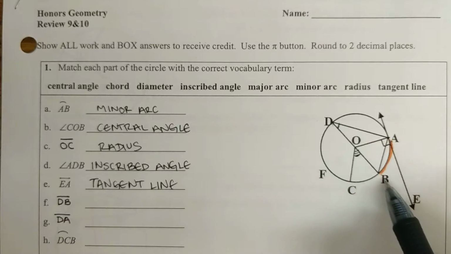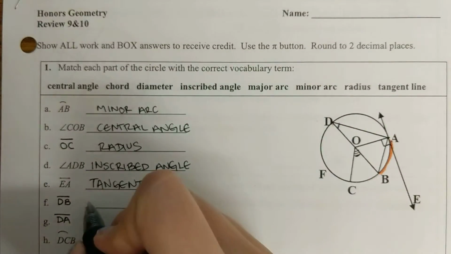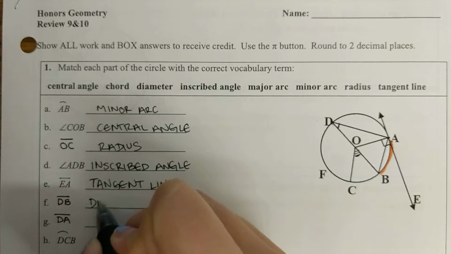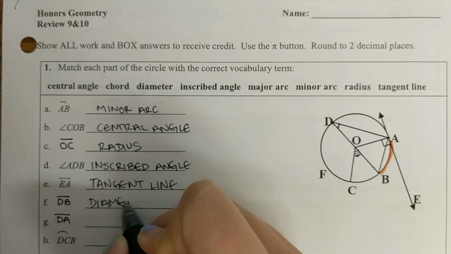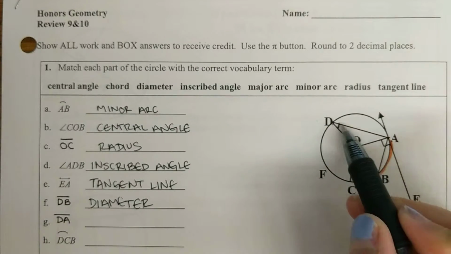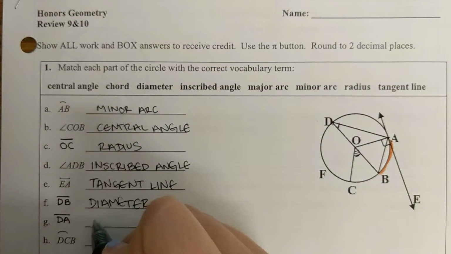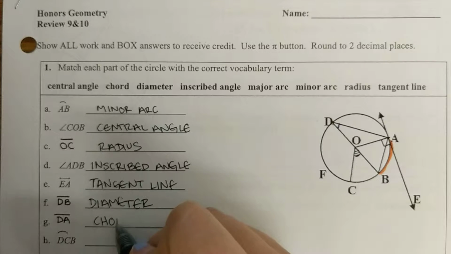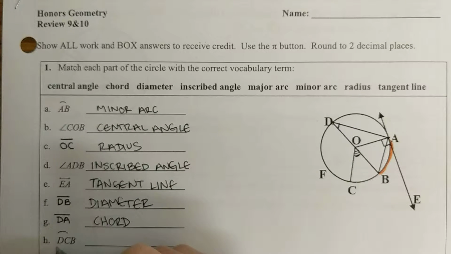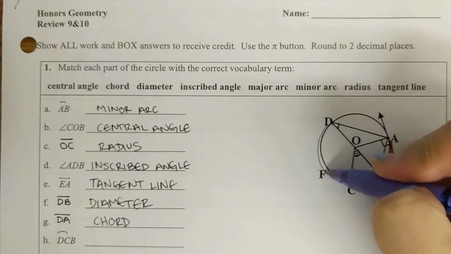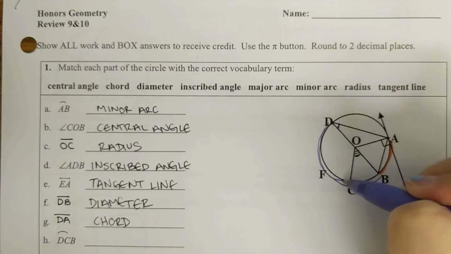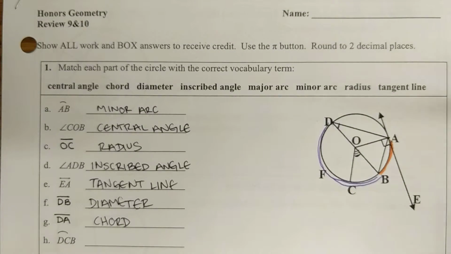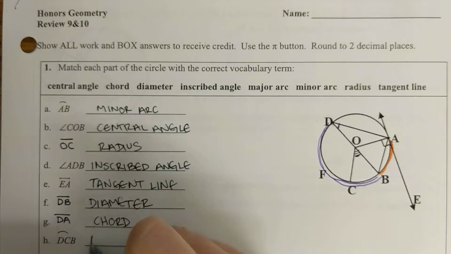DB. Hey, it goes through the center. A chord that goes through the center is called the diameter. What is DA? Just a chord. Arc DCB. It's an arc that's written with 3 letters, so it's a major arc.